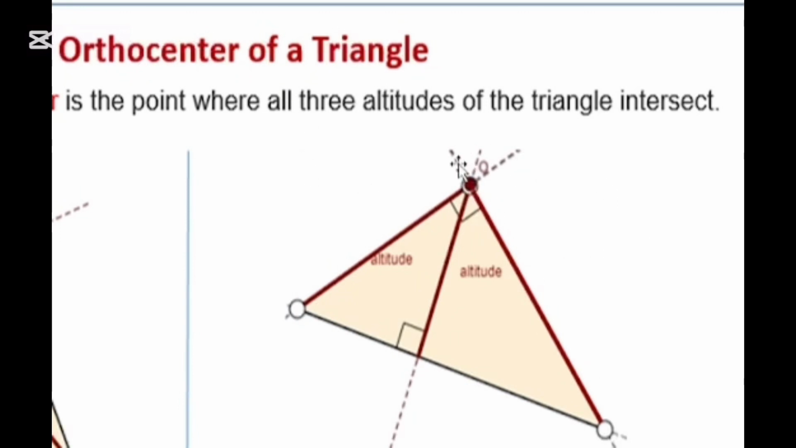Let me ask Maria. Here in a right triangle, the heights will intersect where? Excellent. Not inside the triangle, on the triangle, and at the vertex making 90 degrees.